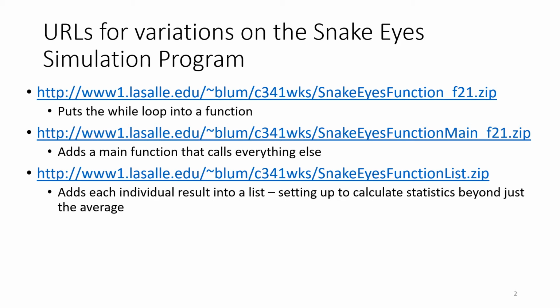And then in our third version, we are going to start saving the results of each while loop, of each call of the function that we made for the first version we're considering in this case. And we are going to put those results into a list to remember them so that we can do statistics beyond the average, for instance, like a median.